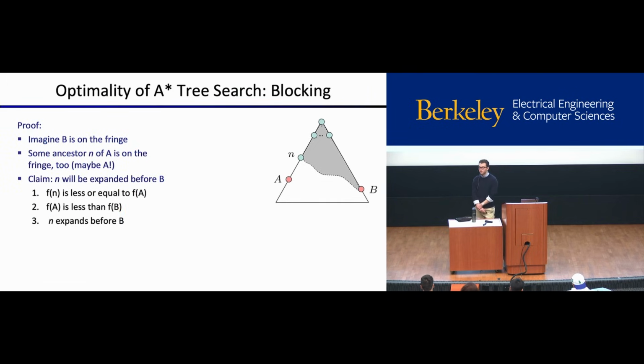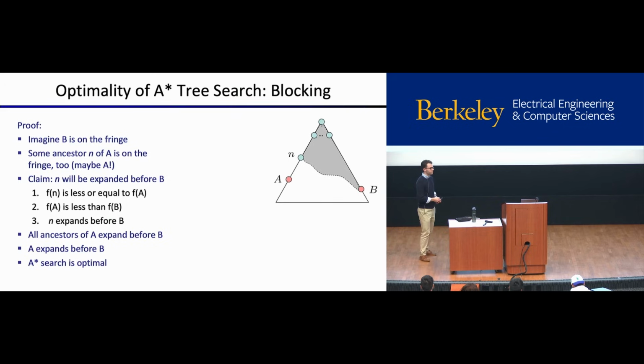So back to here. The last step is if N is less than A and A is less than B, then N is less than B. So that means that N, this node that is in A's ancestry, will always expand before B when they're both on the fringe. And that's going to be true for every ancestor of A until we get to A. And then when we get to A, we already know from step 2 that F of A is less than F of B, so we'll still expand A first. All ancestors of A expand before B. A expands before B. A star is optimal.